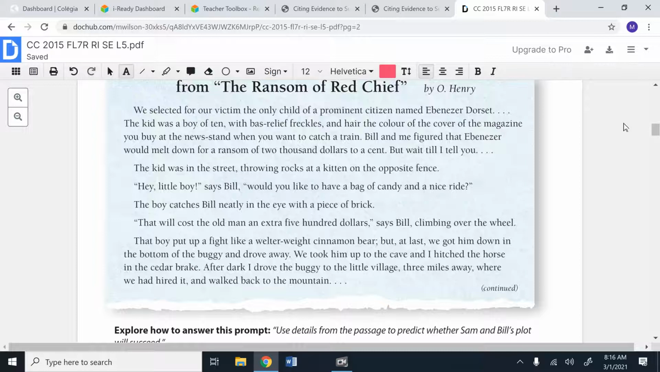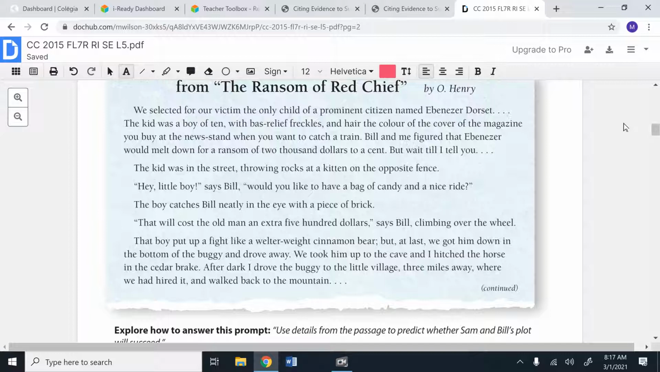We selected for our victim the only child of a prominent citizen named Ebenezer Dorset. The kid was a boy of 10, with bas-relief freckles and hair the color of the cover of the magazine you buy at the newsstand when you want to catch a train. Bill and me figured that Ebenezer would melt down for a ransom of $2,000 to a cent. But wait till I tell you.